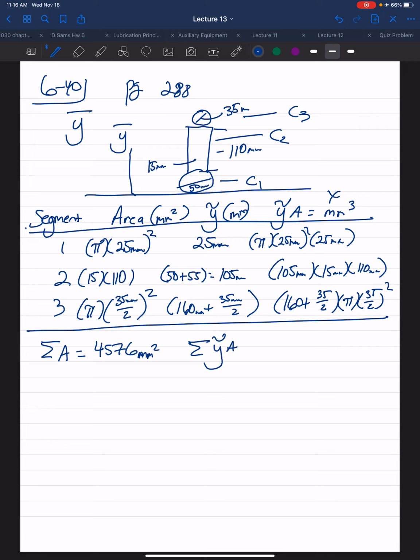The sum of my y wavy bar A would be pi times 25 millimeters squared times 25 millimeters, plus the 105 millimeters times the 15 millimeters times the 110 millimeters, plus the 160 plus 35 over 2 times pi times 35 over 2 squared. This comes out to be millimeters cubed.